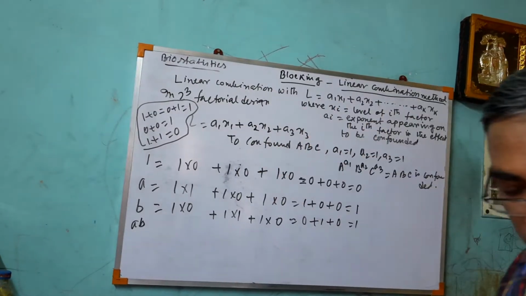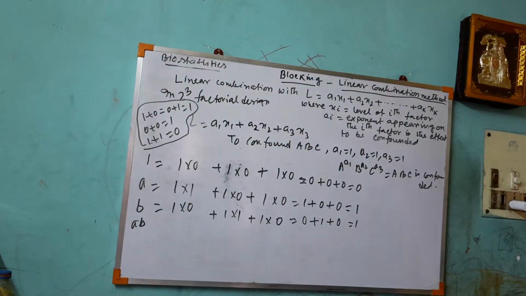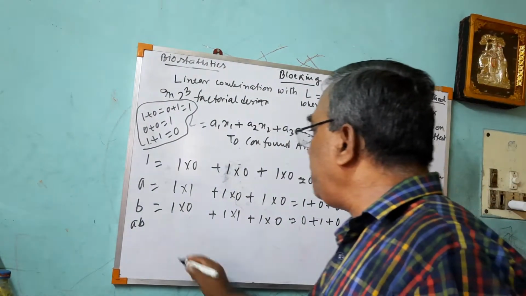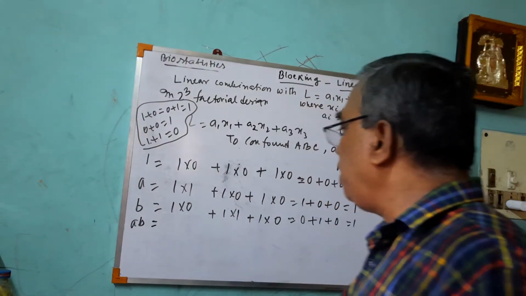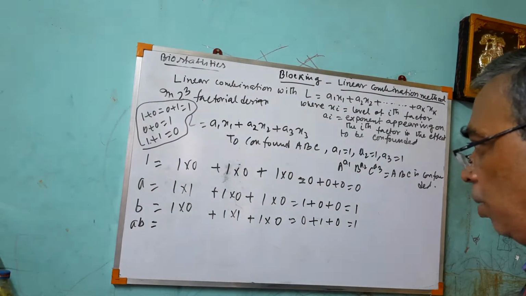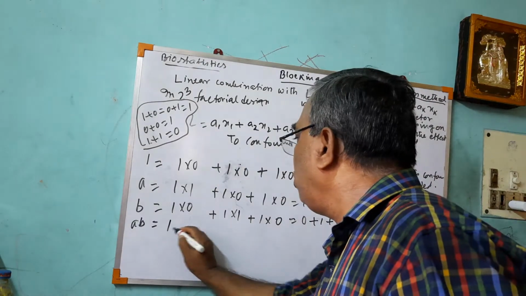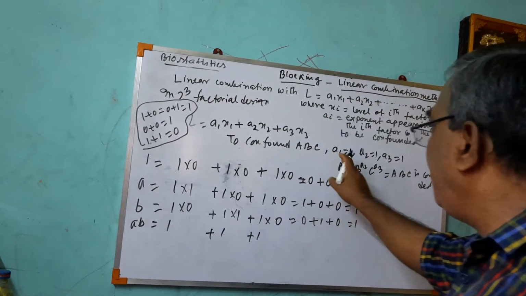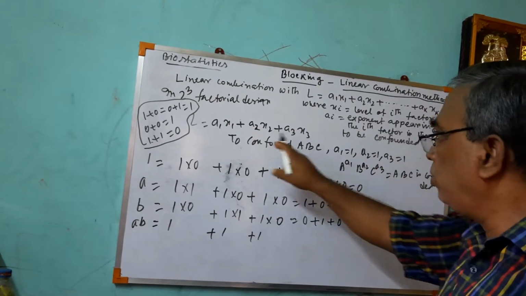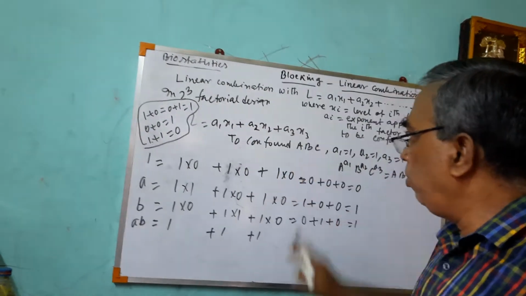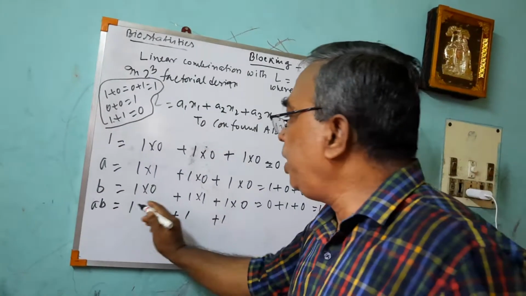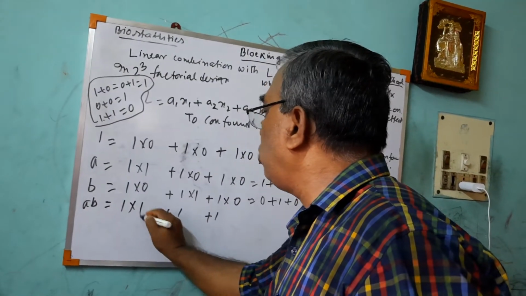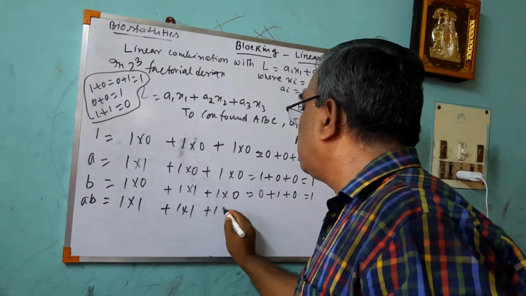Then AB. Okay. In case of AB, the same thing, 1 plus 1 plus 1. These three ones I already told, A1, A2, A3 value. Now, in case of AB, that means x1 is 1, x2 is 1 and x3 is 0.